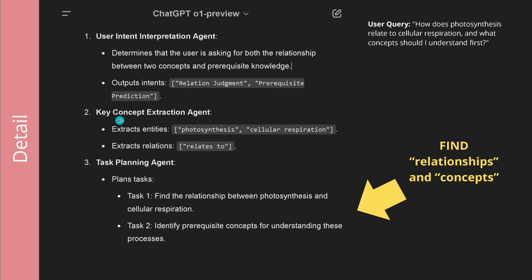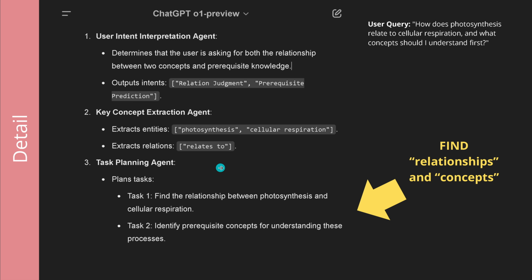Then we have the key concept extraction agent. Now it is happening. We extract the entities from the user query, and you see it is photosynthesis and cellular respiration. And it also extracts the relation between those 2 entities, relate to, exactly as in the user text. So now that we identified what it is really all about, we already used up 2 agents. Okay, let's go with this.